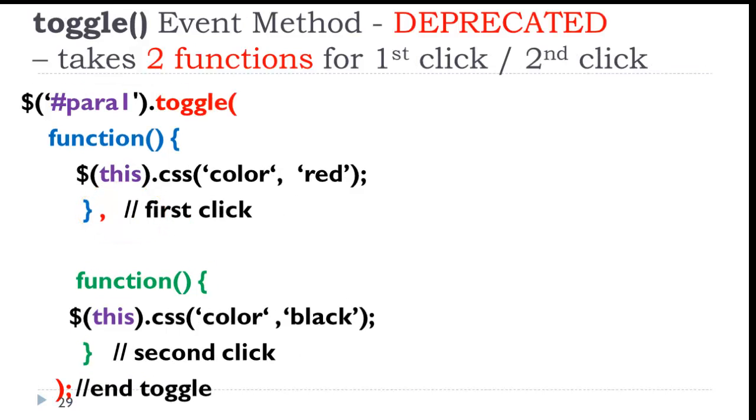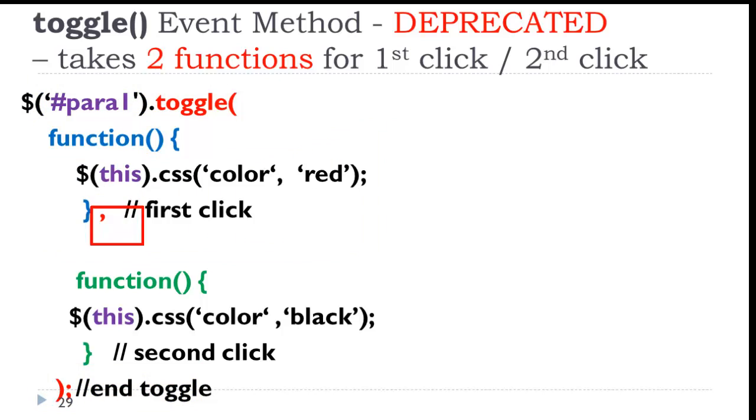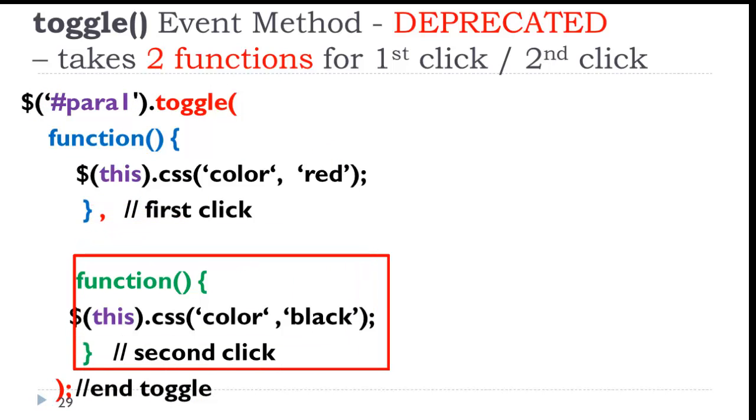The toggle event method, which has been deprecated, works the same way. It essentially was a compound event, taking two functions. So let's take a look at where the toggle event method starts and ends. The first function is essentially for the first click, comma. The second function is for the second click.